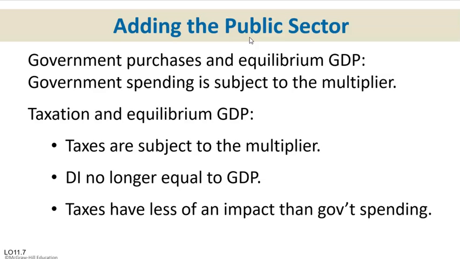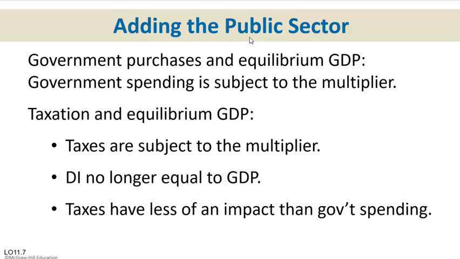Taxes are also subject to the multiplier, but they work a little bit different because what taxes does is it decreases. If we increase the taxes, it's going to decrease the disposable income. And so now disposable income and GDP are not going to be equal to each other. So if we increase taxes, disposable income falls, that's going to decrease our consumption, so it will decrease aggregate expenditures and decrease GDP.